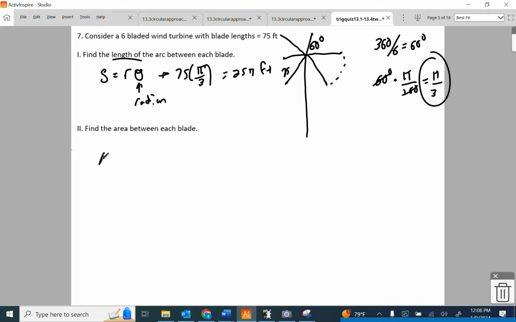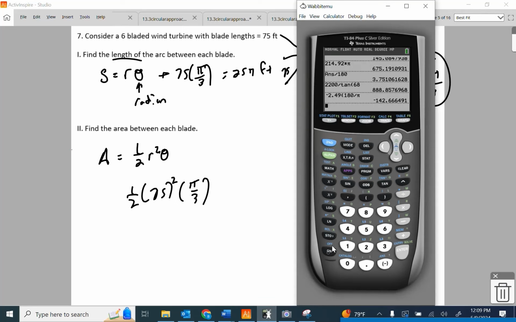Find the area between each blade. I have a formula for that. It is 1/2 r squared theta. So 1/2 of a radius of 75, that is squared, times theta, which is pi over 3. If you want, I don't know if I'm going to do this exact form or not. I haven't decided yet. But if I want exact form, I just push buttons without pressing the pi key, and use a 1 instead.